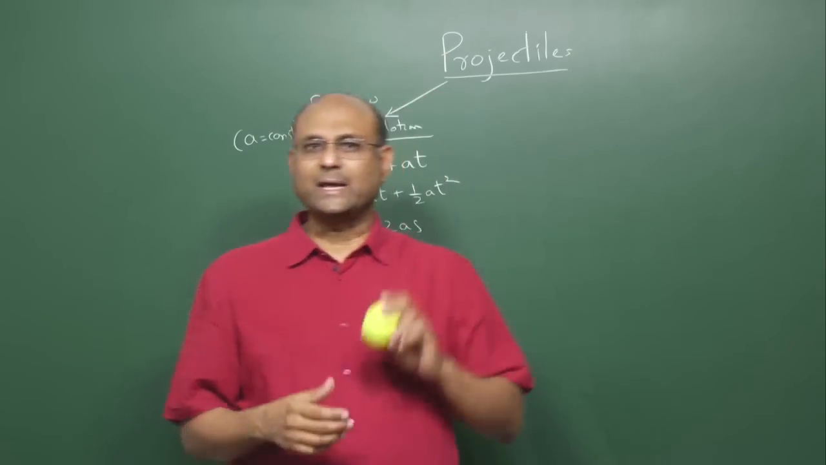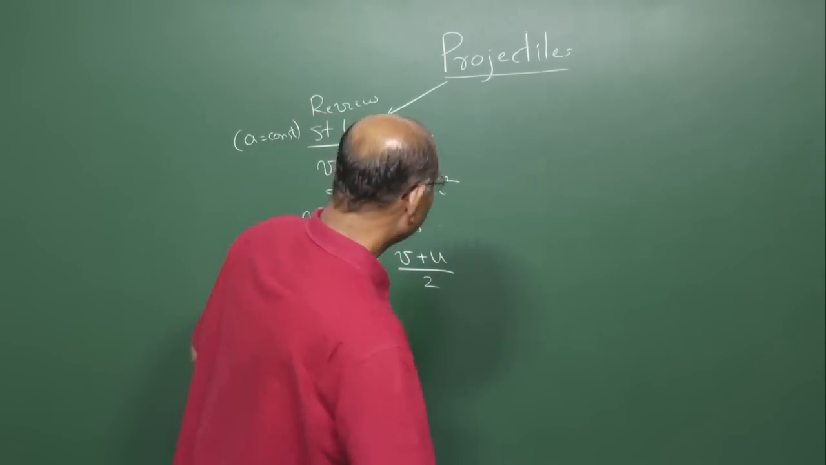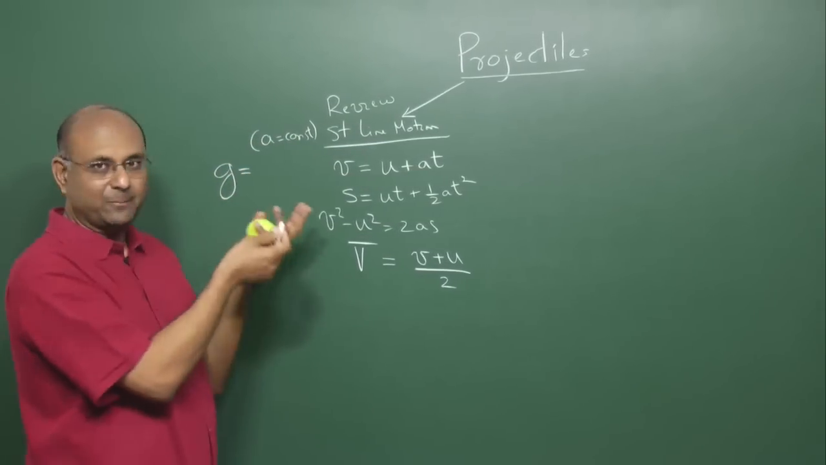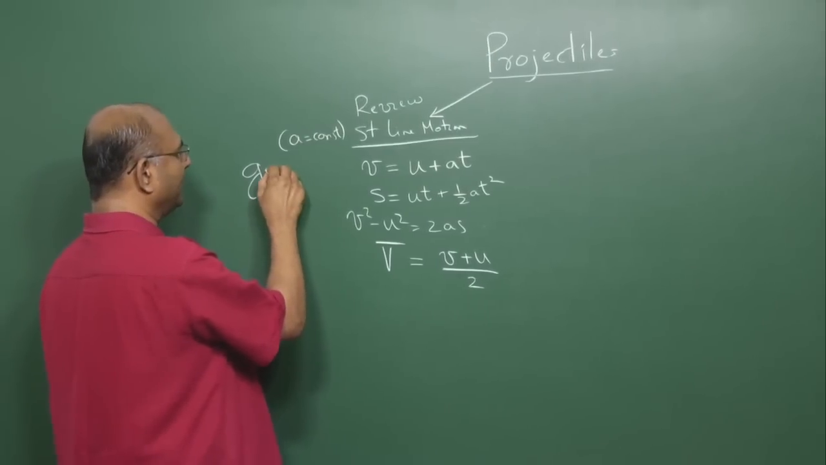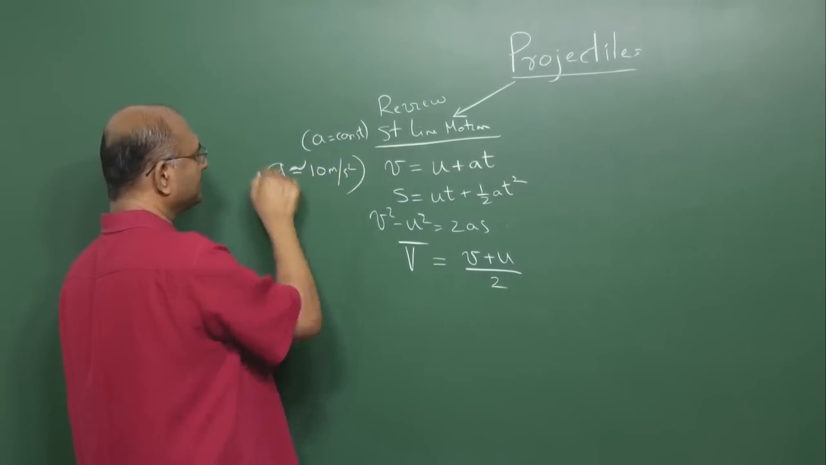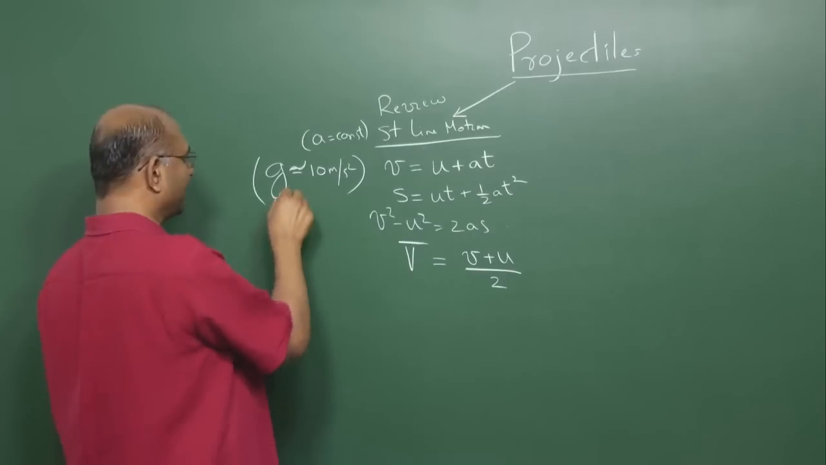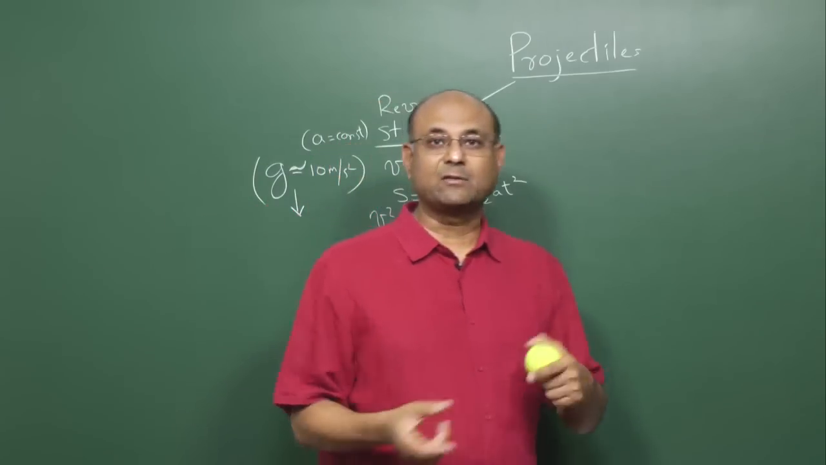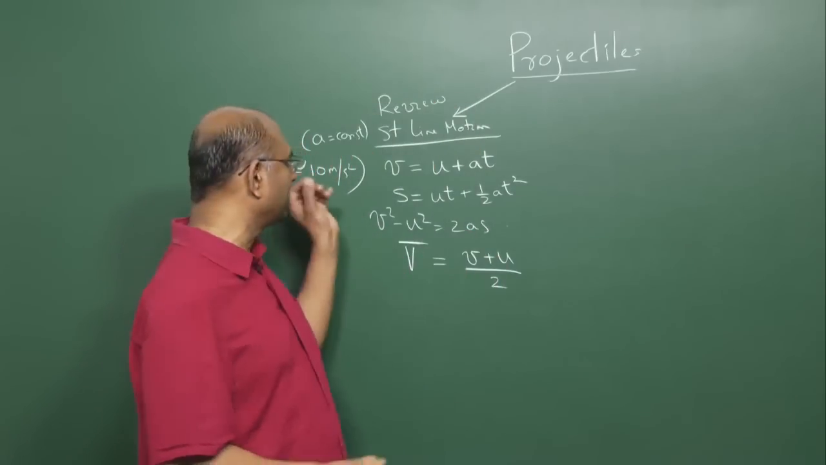I just want to quickly get some key ideas. When an object is dropped, acceleration due to gravity is supposed to be 9.8. We will assume that to be approximately 10 meters per second square. It's always a positive quantity and this is pointing downwards. The acceleration can be negative. g is always a positive number, just a number.